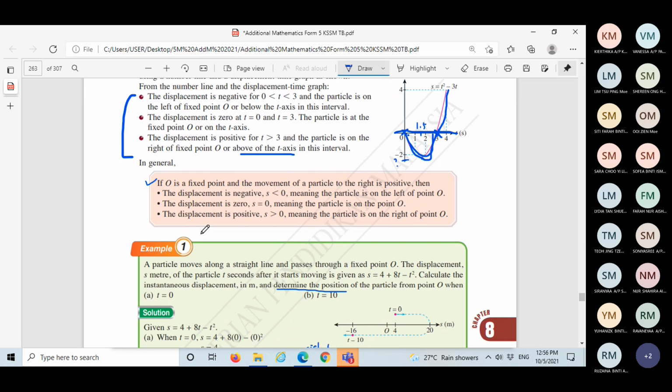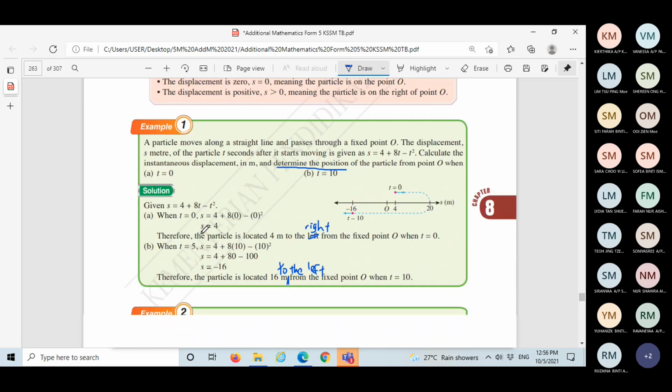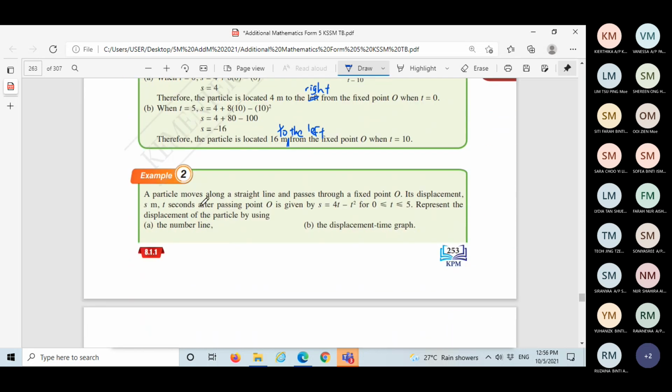So this one is done. Now we go to example 2. Example 2 is the same thing. They want you to draw the graph and the number line.